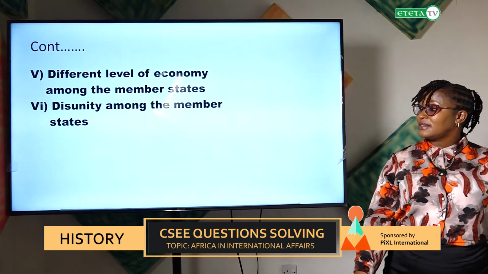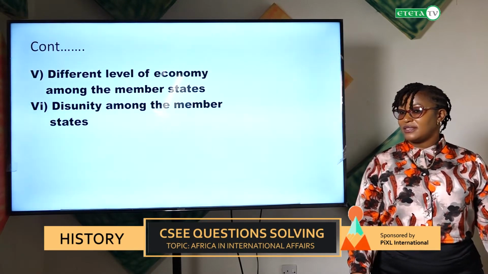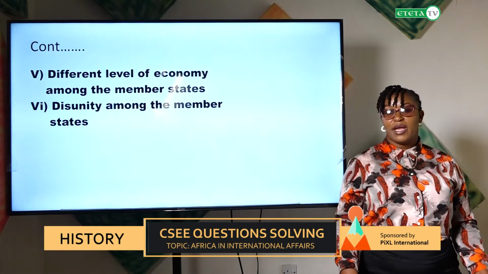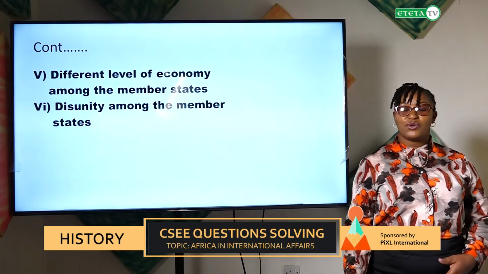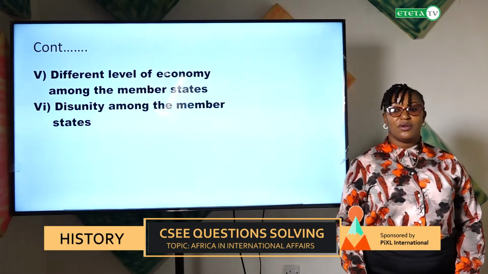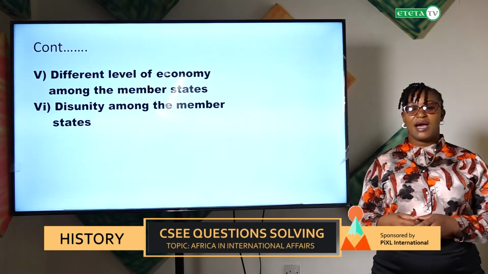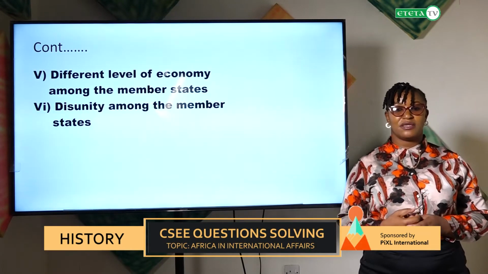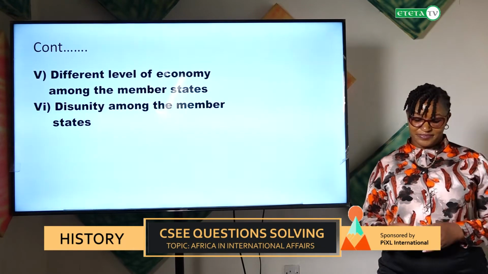And point number 6 is about disunity among the member states. They were not well organized, since they were not able to sit at the table together and discuss their objectives and how they could organize themselves, so it led this community to collapse.